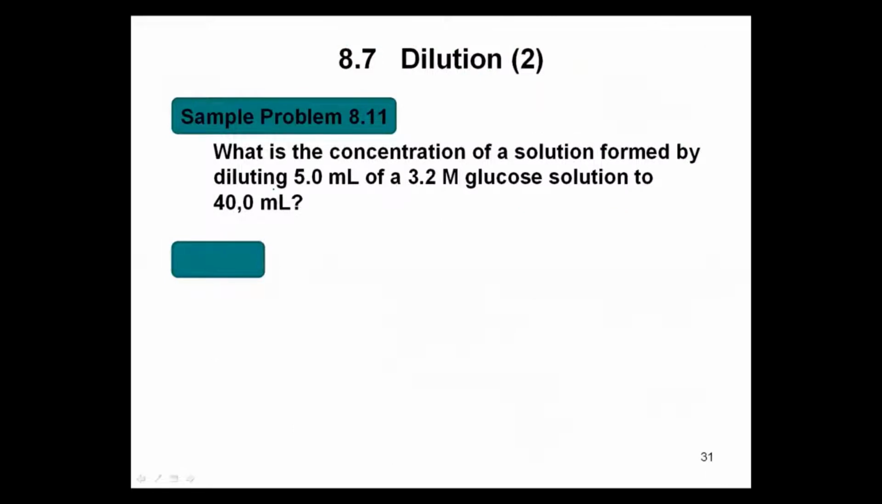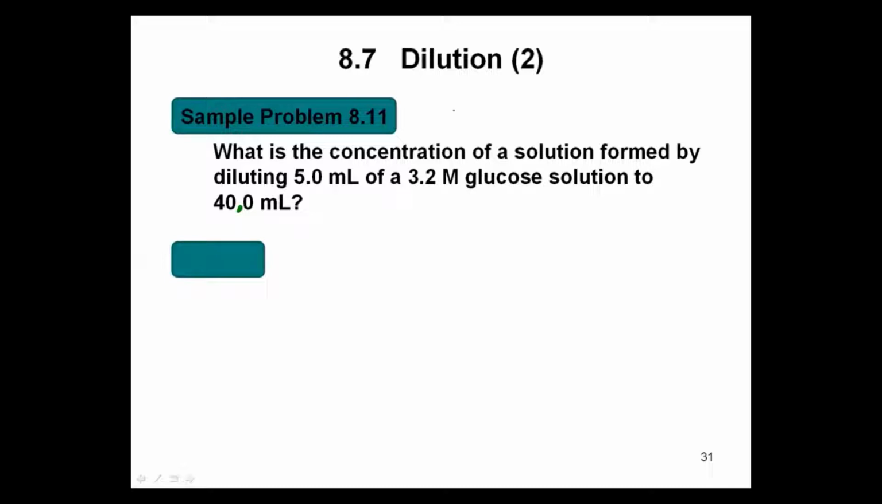So why don't you take a second here and calculate what we're looking at. What is the concentration or molarity of a solution that's formed by diluting 5 milliliters of a 3.2 molar glucose solution to, that shouldn't be 40 milliliters, should be a dash there, 40 milliliters of the solution. So take a second and try diluting it down.